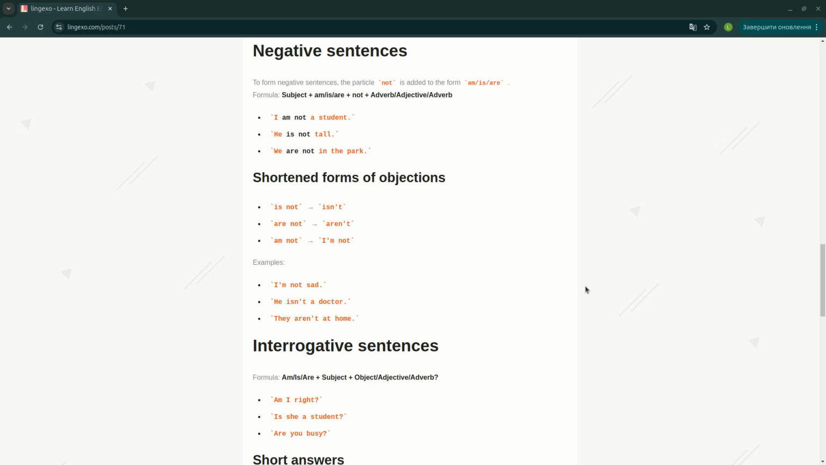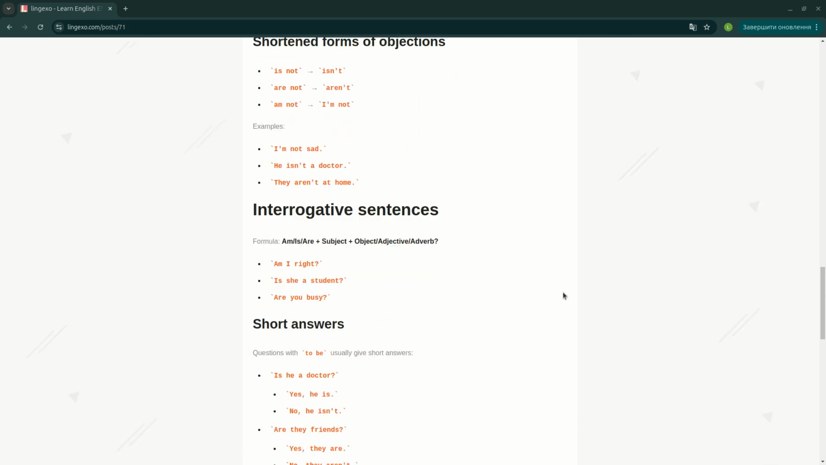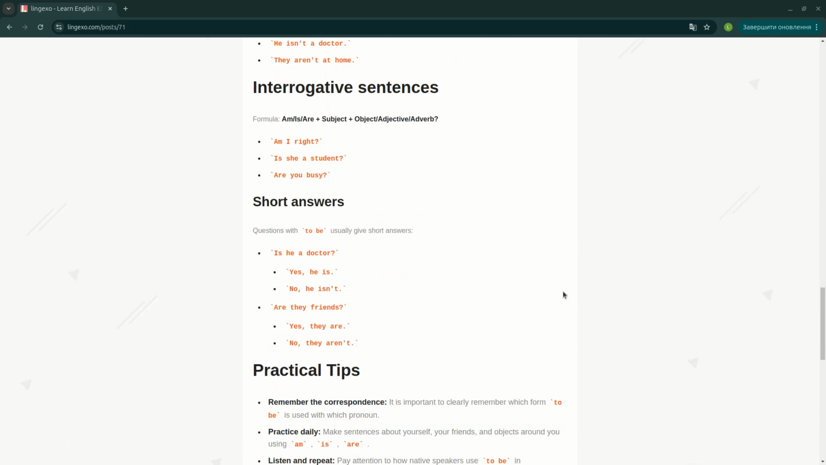They aren't at home. Interrogative sentences. Move am, is, or are to the beginning. Am I right? Is she a student? Are you busy? Short answers: Yes, she is. No, he isn't. Yes, they are. No, they aren't.